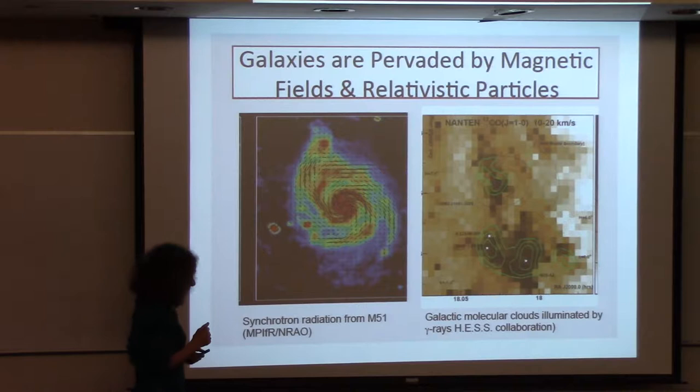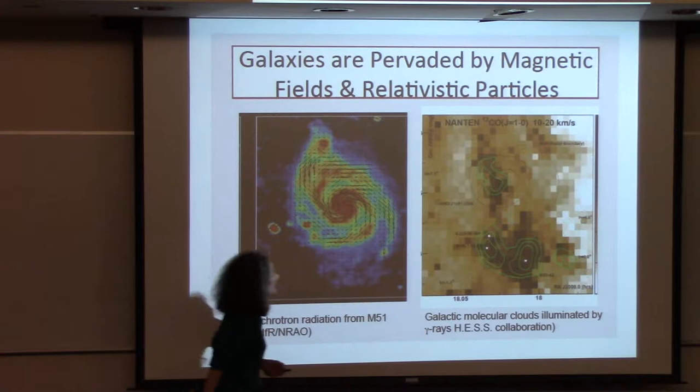And more recently, gamma ray astronomy has made it possible to study the signature of the nuclear component. So here we see a molecular cloud illuminated by gamma rays. The contours represent the CO emission, and the colored pixels represent the intensity of gamma rays.